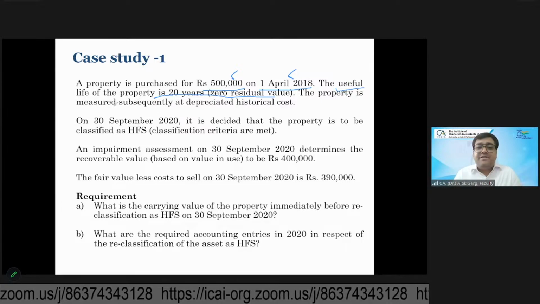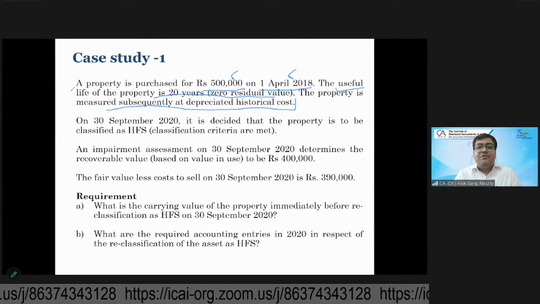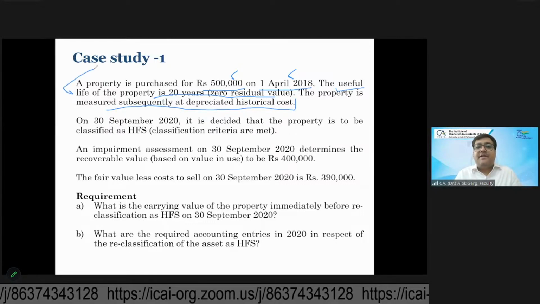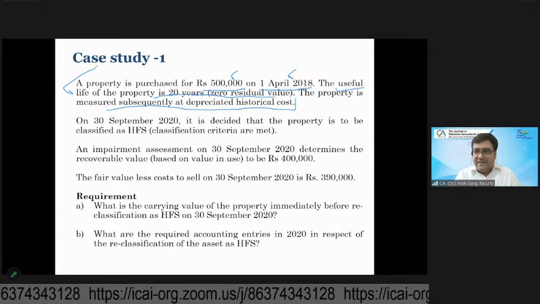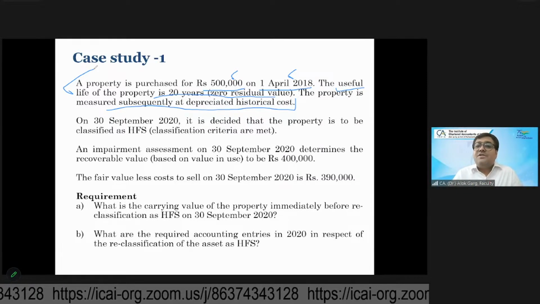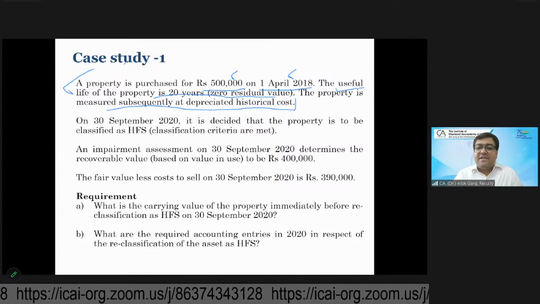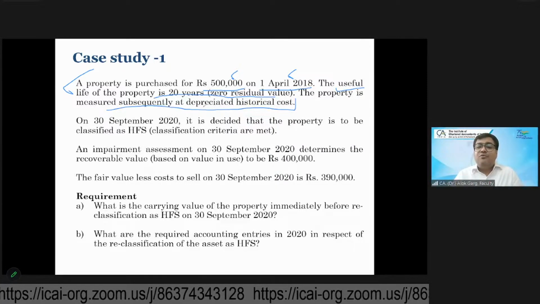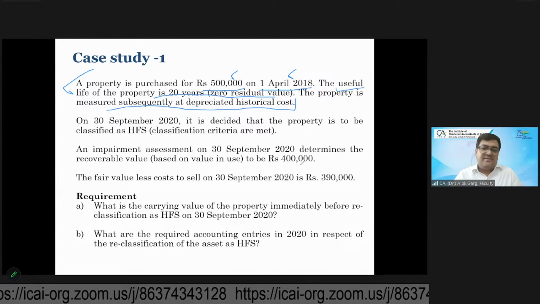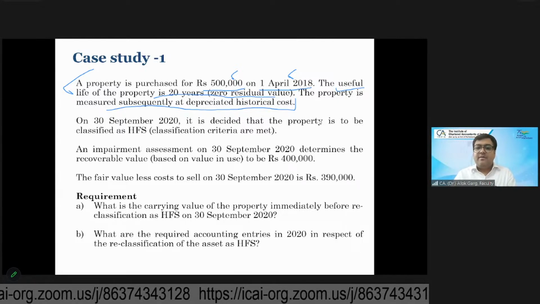The property is measured subsequently at cost model, depreciated historical cost. So this property is property, plant and equipment, right? This is an Ind AS 16 item. The cost is 5 lakh. The date of purchase is 1st April 2018. The useful life of the property is 20 years. Correct?